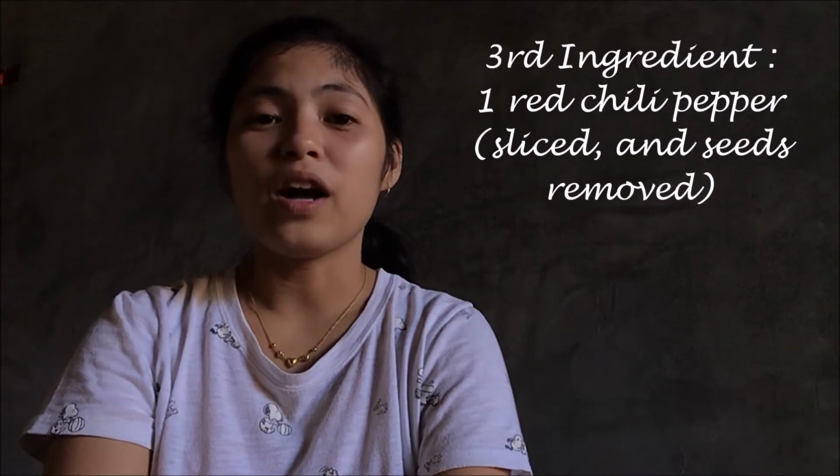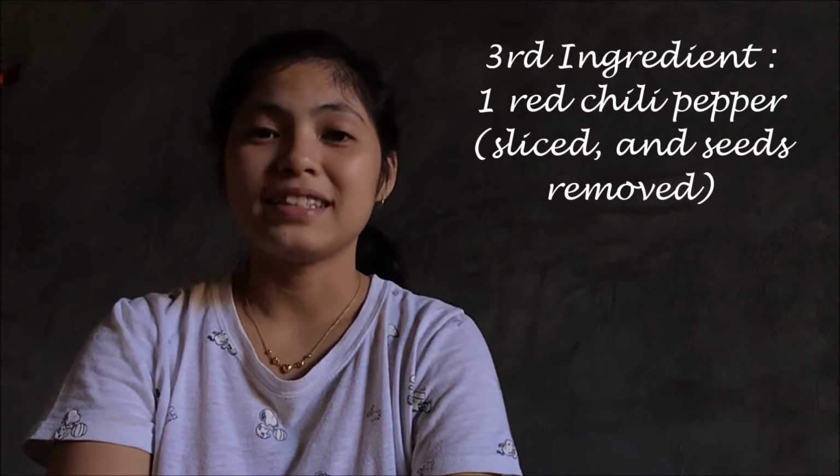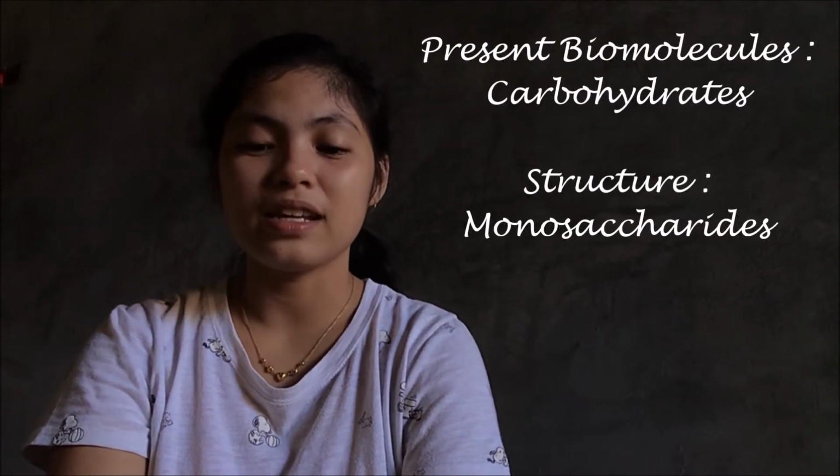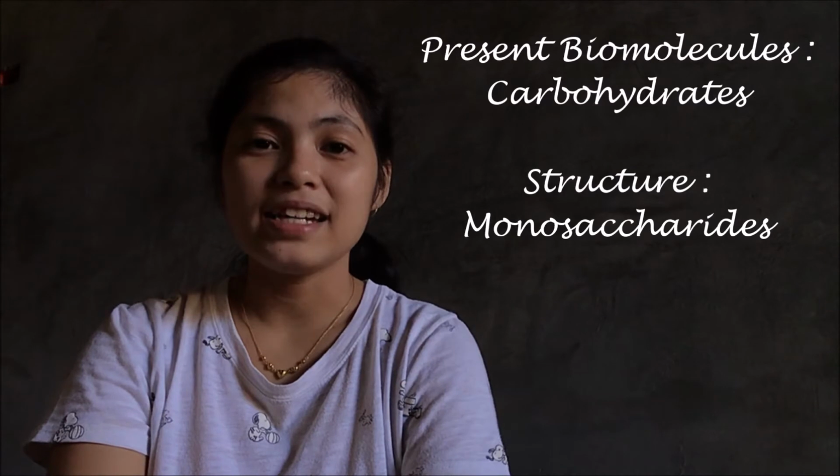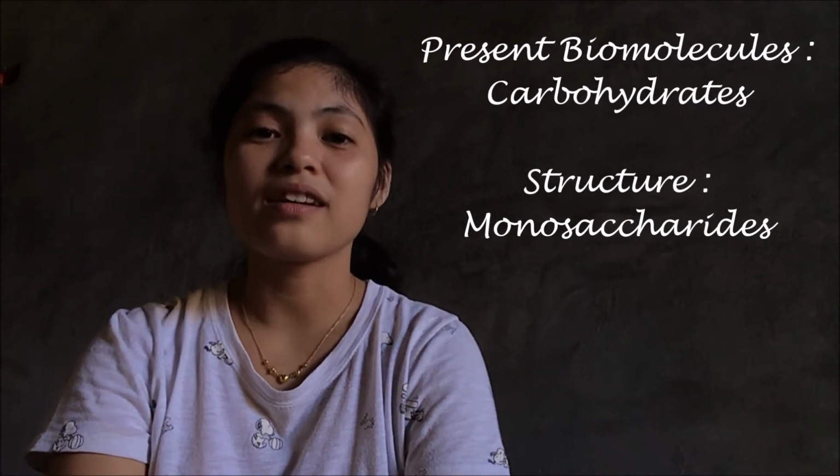And for the third ingredient, that would be the one red chili pepper, sliced and seeds removed. Still, the present biomolecule in this ingredient is carbohydrates, and it is also a monosaccharide.